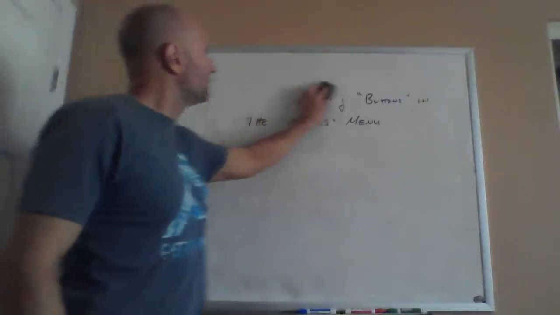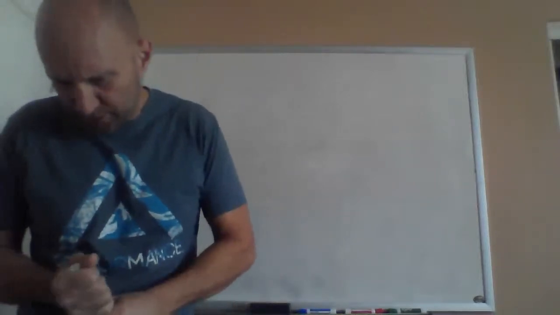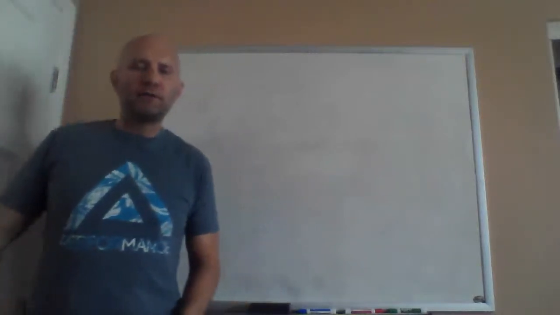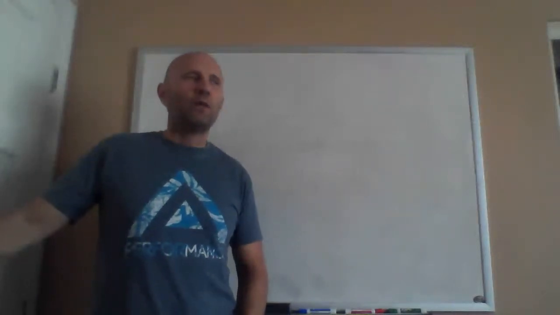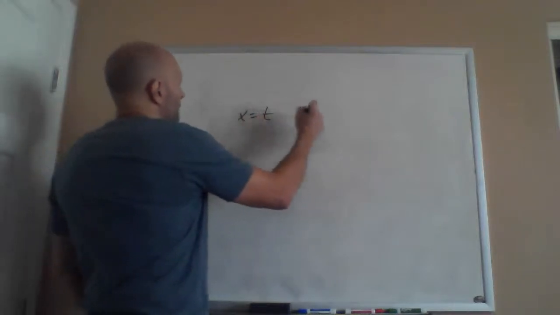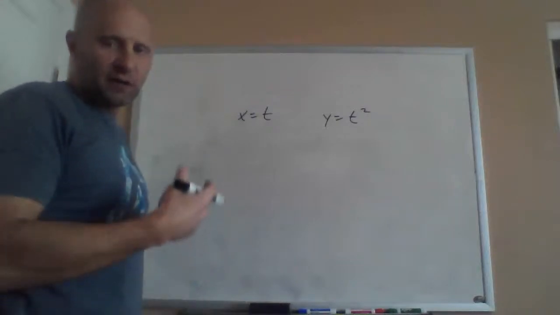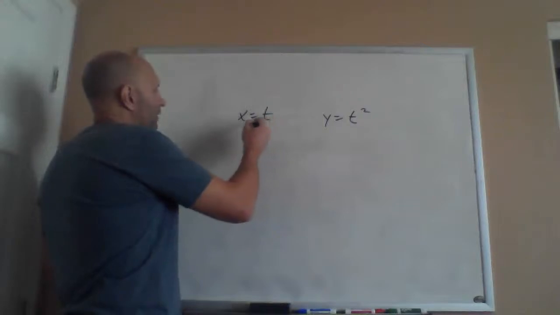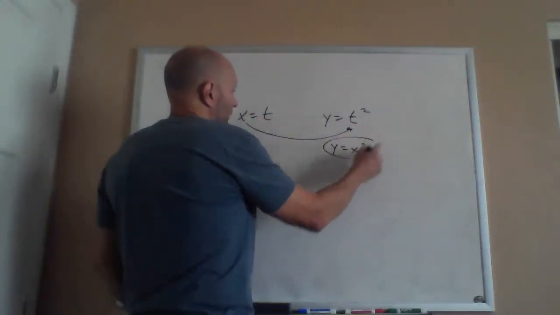All right, so 8.4. Let's see what you guys have here. As I told you the other day, when you're doing these parametric equations and they're something like x equals t and y equals t squared, and you have to convert it to rectangular coordinates, it's pretty easy: x is equal to t, so plug this in here, so y equals x squared. Okay, I'm done.